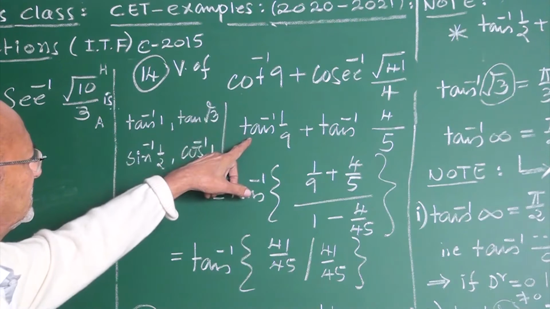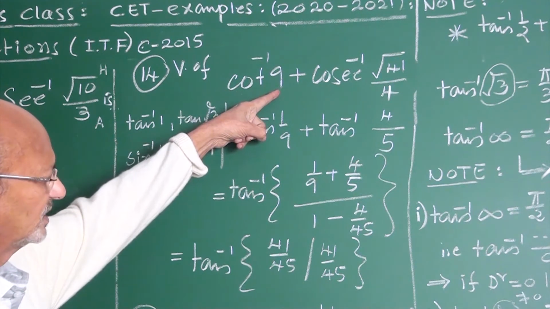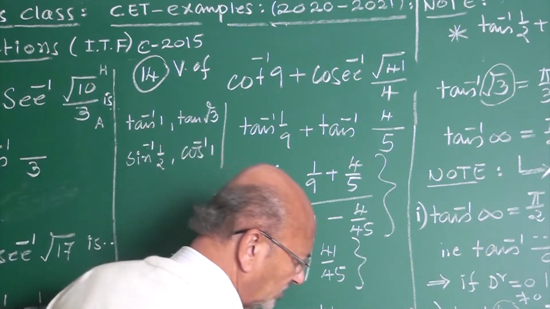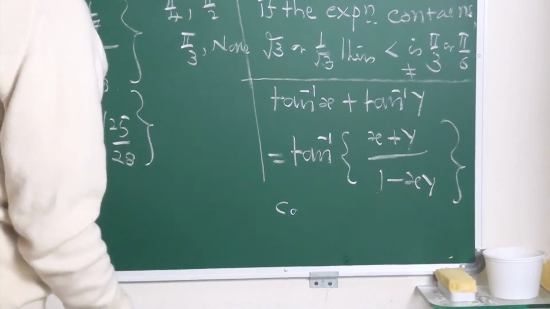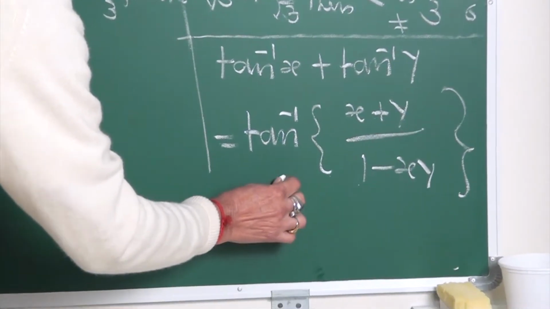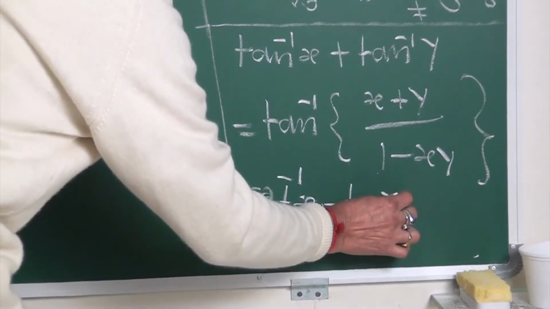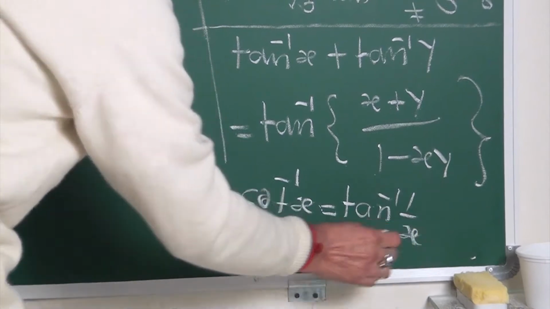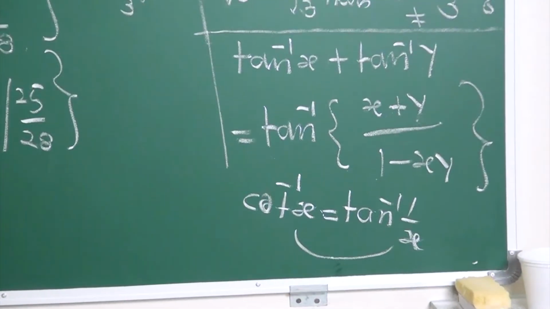Convert. This can be written as what? Cot inverse 9 is tan inverse of the reciprocal. This property, my friends, we have done these properties. This is cot inverse x is tan inverse 1 by x, or tan inverse 1 by x is cot inverse x. 1 by x means what? The reciprocal relation. Reciprocal.